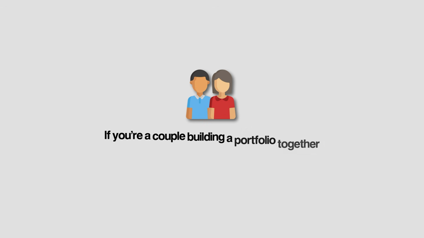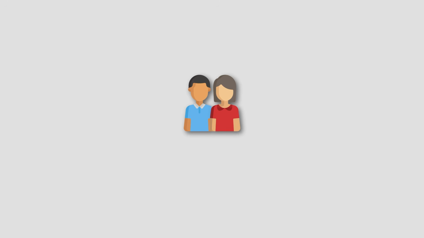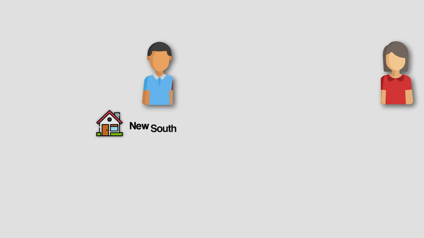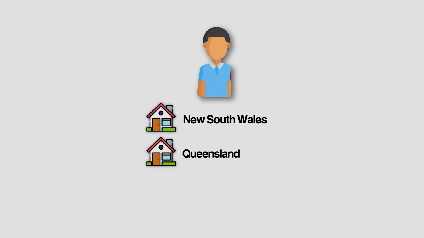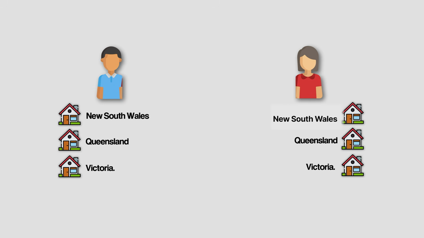If you're a couple building a portfolio together, you each have borrowing capacity and you each have a land tax threshold. The way to make both work together is to plan out from the beginning whose name each property goes in and which state. A simple example, 2 people on strong incomes building a portfolio together. One person buys an investment in New South Wales, and then one in Queensland, and then one in Victoria. The other person does the same across the same 3 states.